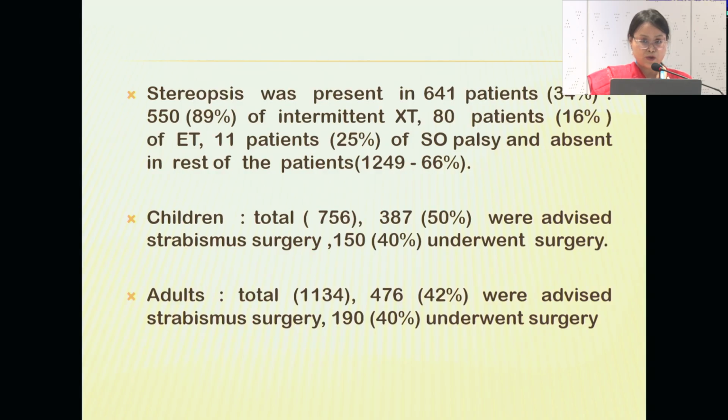Stereopsis was present in a total of 34% of the whole patients, out of which 89% were those of intermittent XT, 16% with ET, and 25% with SO palsy. In the rest, 66% of the patients, there was absent stereopsis. Out of the total children, 50% were advised for surgery, and out of this 50%, only 40% underwent surgery. In adults, 42% were advised strabismus surgery, and 40% of those who were advised surgery underwent surgery.